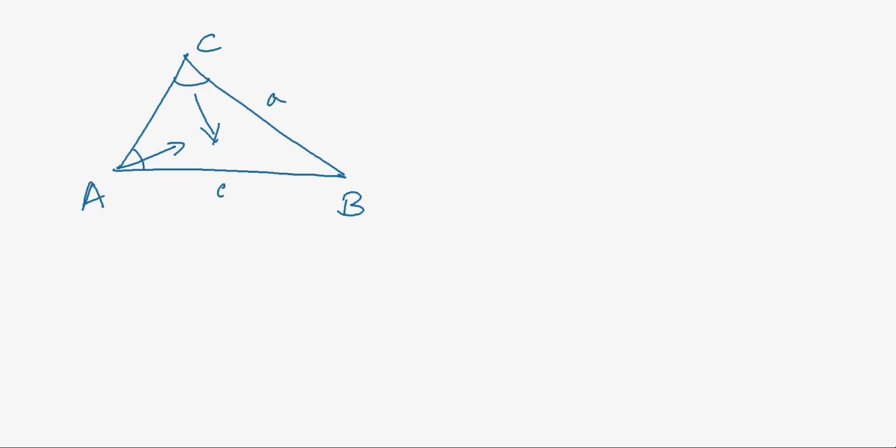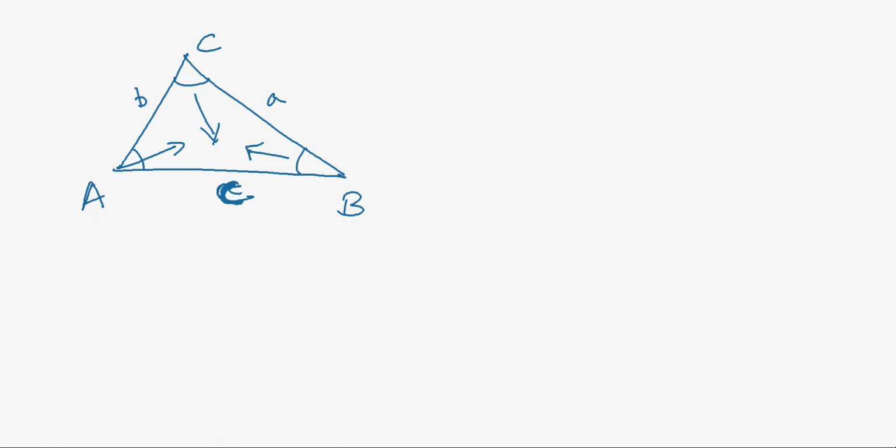Okay, I can even draw it to make life simple. This is our triangle ABC, for example, right? And we normally write lowercase a for the side opposite to the angle A. Opposite to the angle C, we call that c, and opposite to the angle B, we call that b, right? Okay.